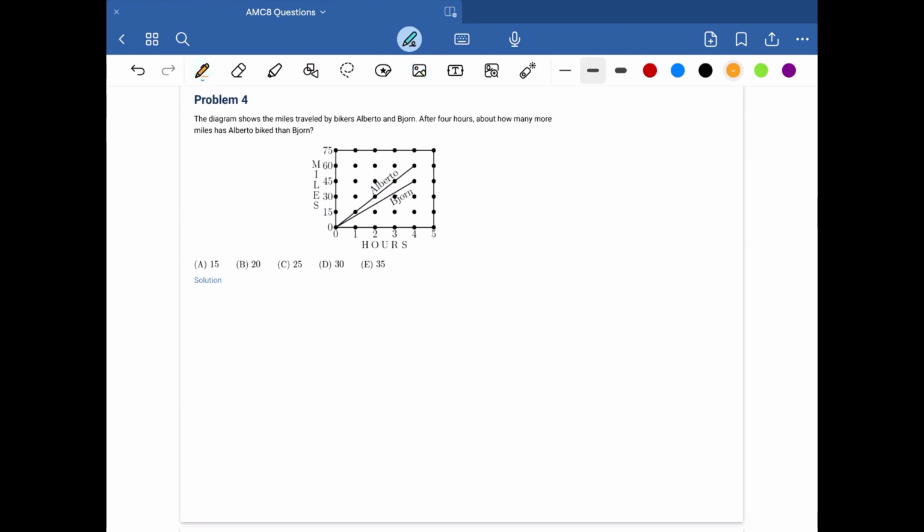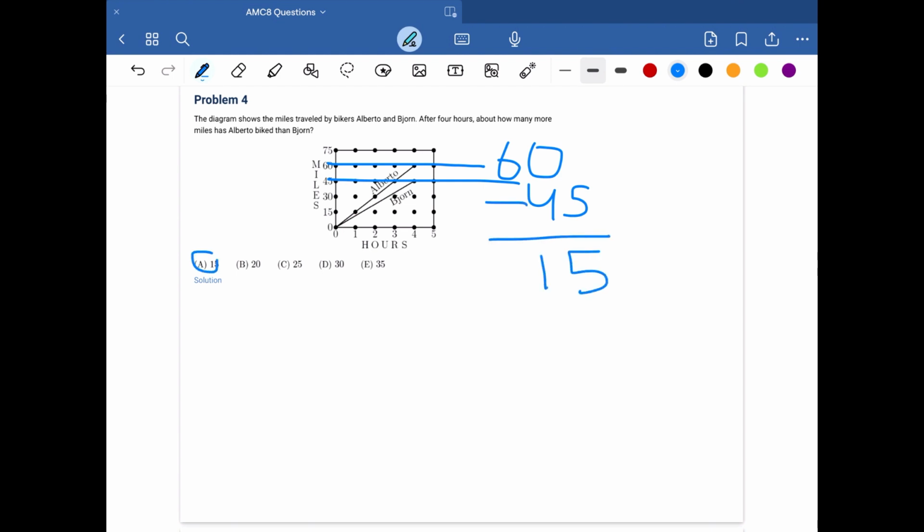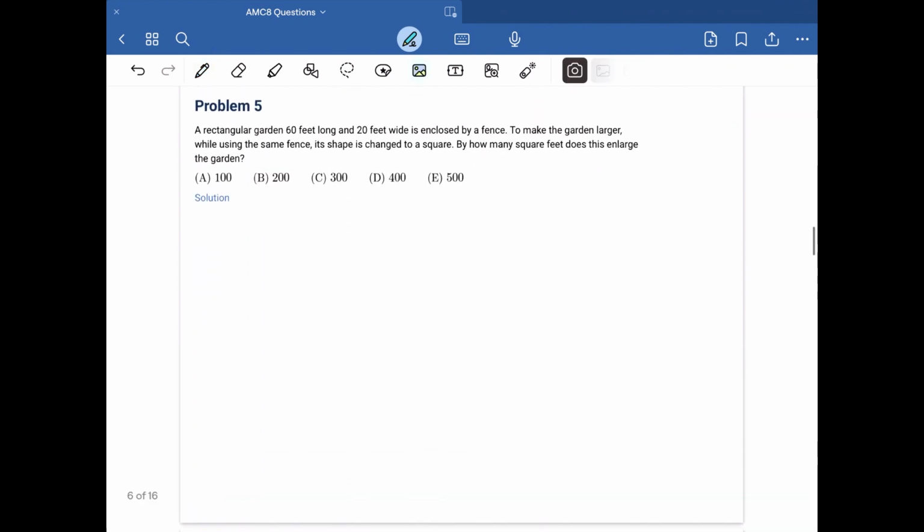Next question is problem number 4. It says, the diagram shows the miles traveled by bikers Alberto and Bourne. After 4 hours, about how many more miles has Alberto biked than Bourne? After 4 hours, Alberto has biked 60 miles. And after 4 hours, Bourne has biked 45 miles. So if we find the difference between these two, it's 15. So our answer is A, 15 miles. Let's move on to problem number 5.